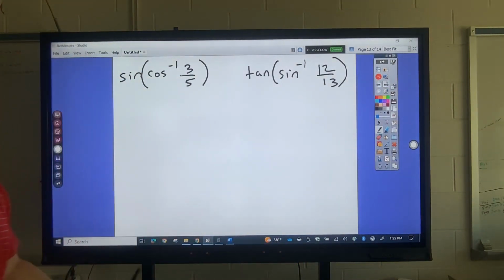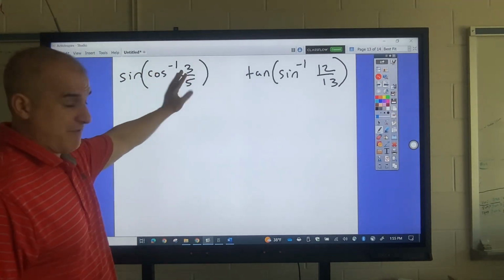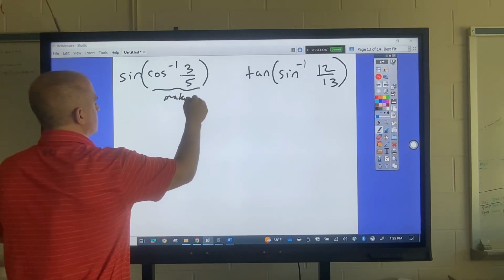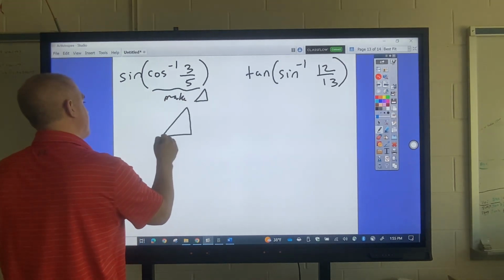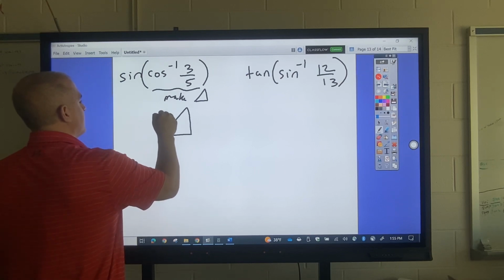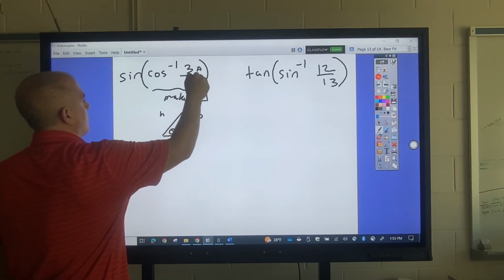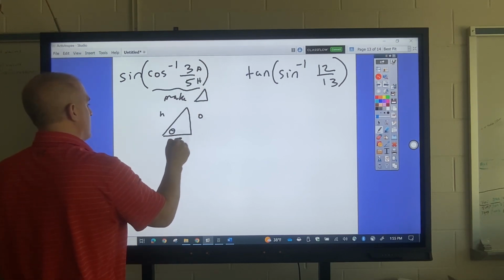Okay, now let's talk about these. I'm going to say, Mr. Evans, I don't remember a 5. So here's what this means. Make a triangle, this same generic triangle, where this is the hypotenuse, the opposite, and the adjacent. This is A over H. So that's 3 and 5.